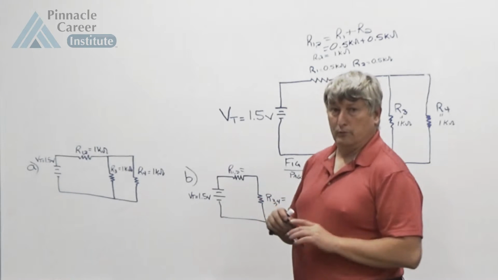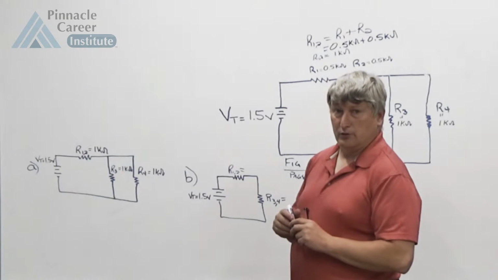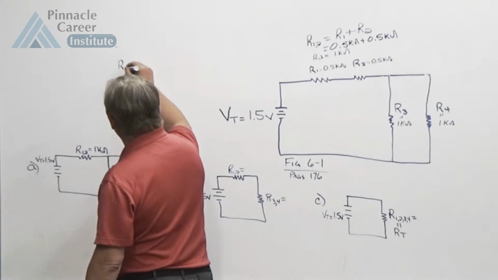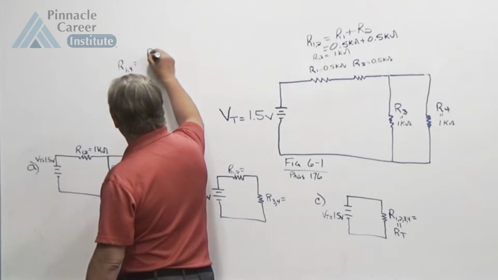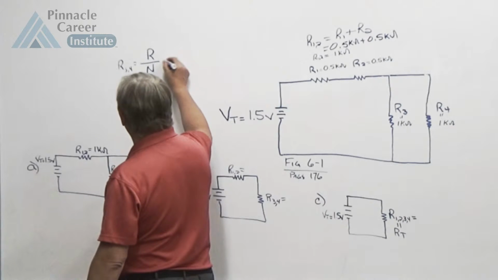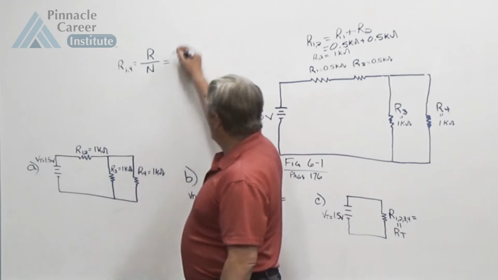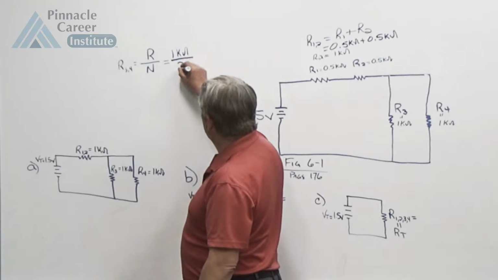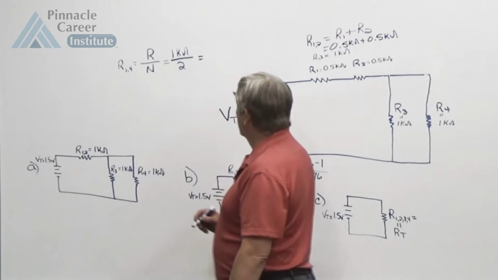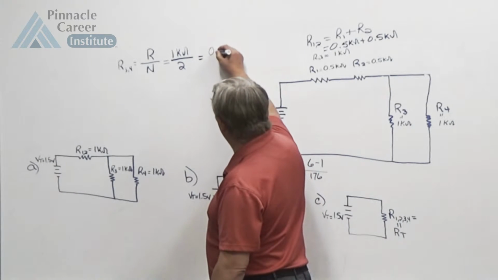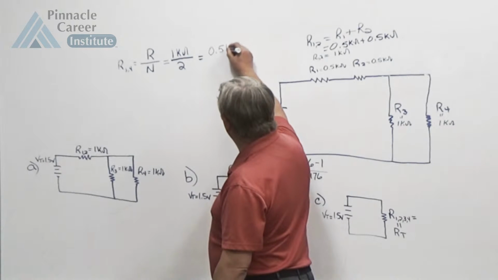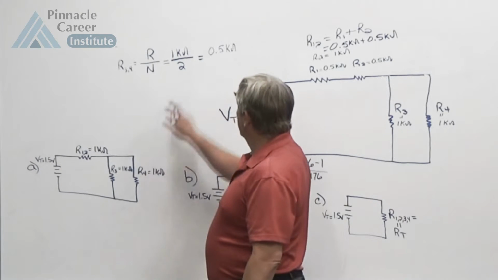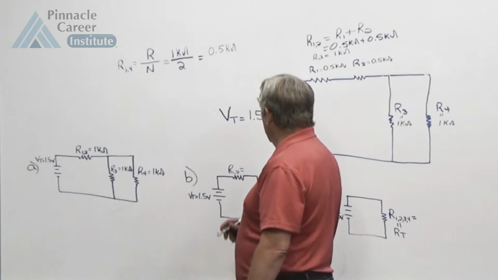And they are equal. And so when you have equal parallel resistors, you could use the shortcut, which is that R34 will equal your resistance value divided by the number that are equal in parallel. In this case, R will equal 1K ohm, or 1,000 ohms, and the number in parallel is 2. So 1,000 ohms divided by 2 is 500 ohms, or 0.5K ohms. So that simplifies R34 into a 0.5K ohm resistor.